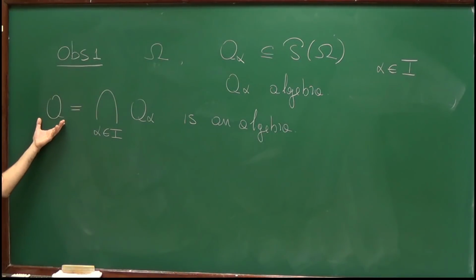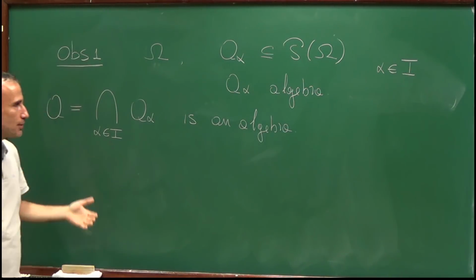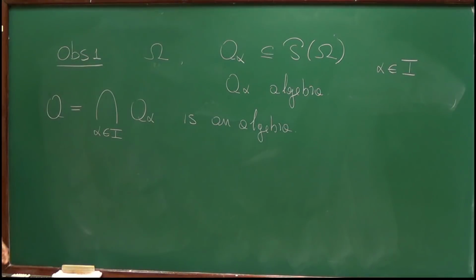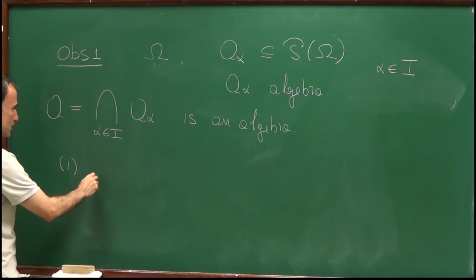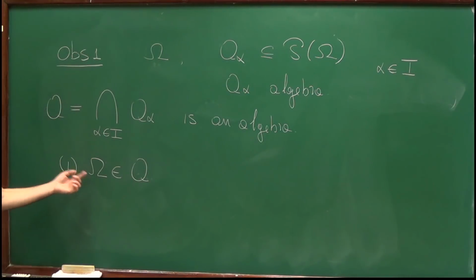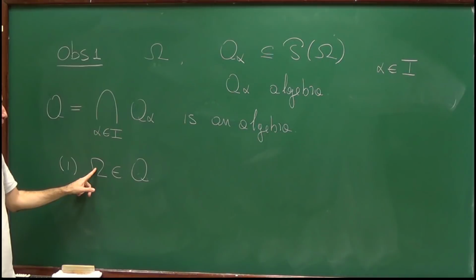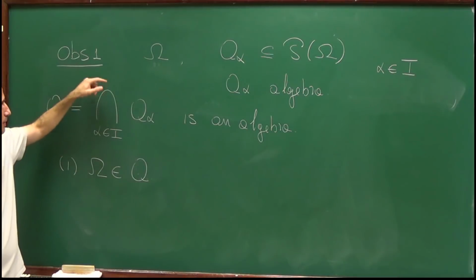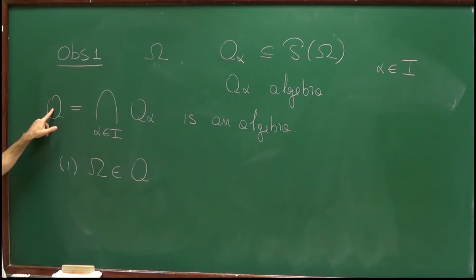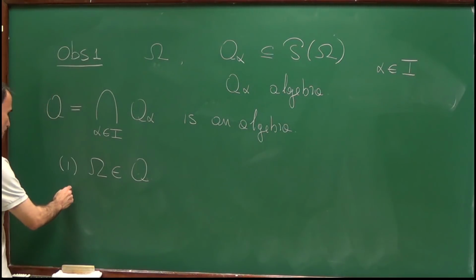So to prove that this class of subsets of omega is an algebra, I have to check 3 properties. So let's check these 3 properties. The first one is that omega belongs to A. Well, this is clear because since A alpha is an algebra, A alpha must contain omega. And therefore omega belongs to any of this class, therefore it belongs to the intersection, and the intersection is just A. So the first property of an algebra is fulfilled.